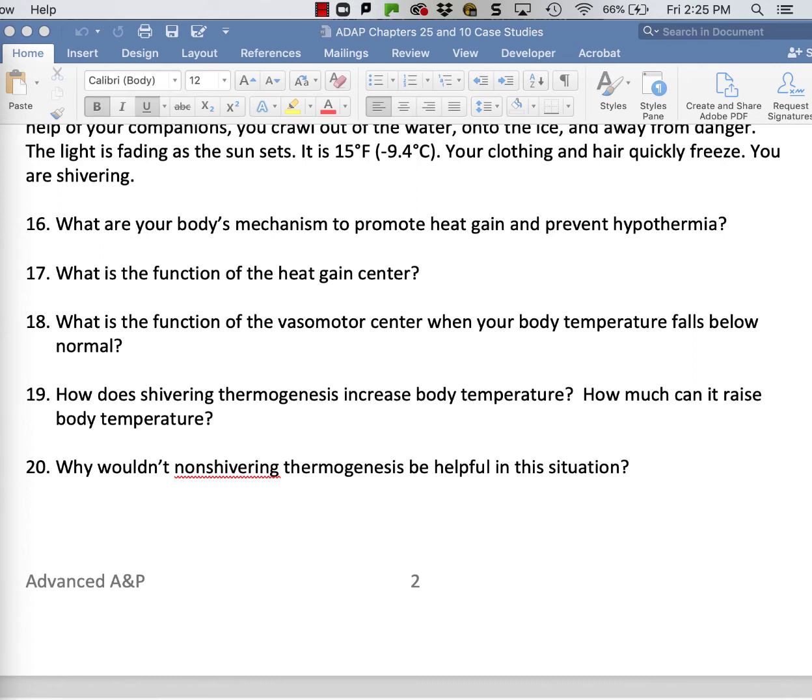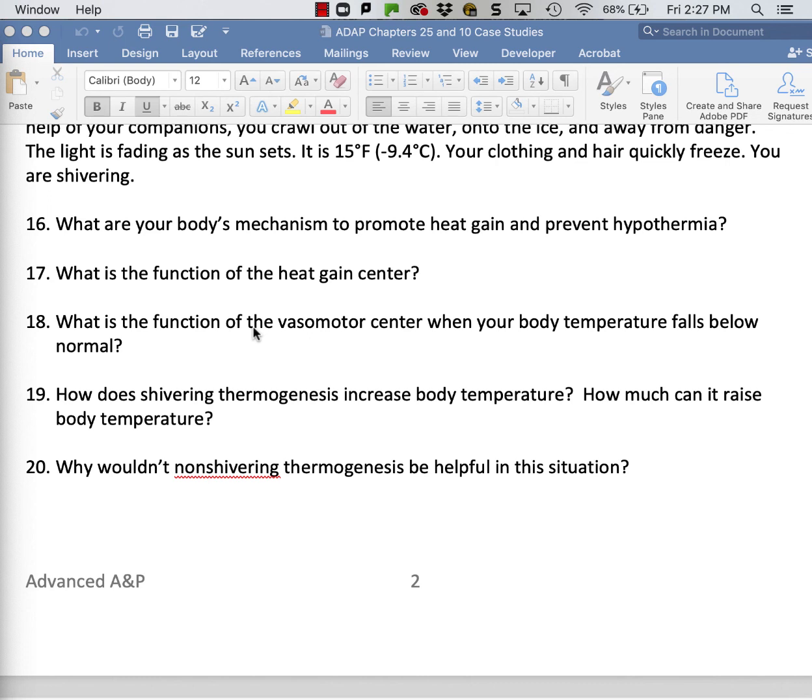How does shivering thermogenesis increase body temperature? How much can it raise body temperature? Again, it is increasing body temperature by increasing ATP production, and anytime you increase ATP production, you are also increasing heat production. So it's going to be able to raise it immediately. Shivering thermogenesis is going to increase your body temperature up until it gets to normal body temperature, which is 37 degrees Celsius or 98.6 degrees Fahrenheit. And at that time, shivering will then stop.